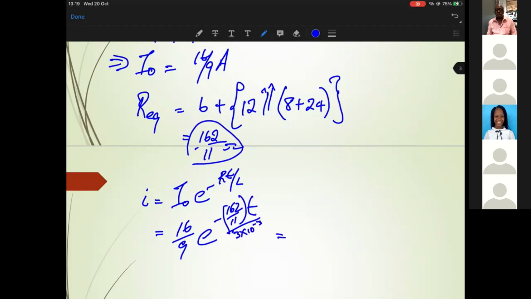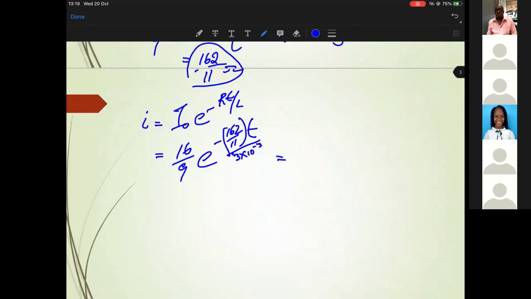Okay, let's simplify all of that now. That would be 16 over 9 e to the minus 162 over 11 t, over 3 millihenries. So 33 must be in the denominator, sir. Yes, 162 over 33. It's 3 millihenries. So what should be in the numerator? 3 times 10 to the minus 3.